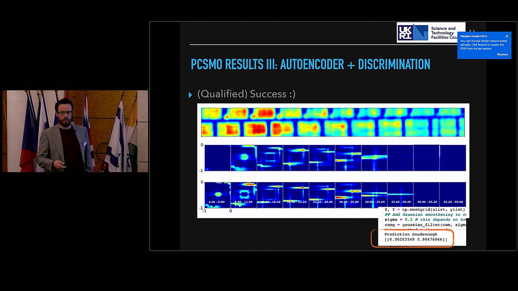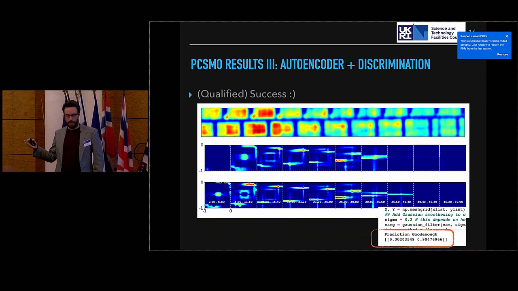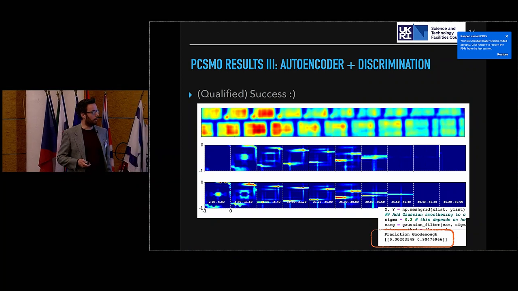And actually, when we feed that into our network to predict which model explains that data, we get the correct answer. So we get to the good enough model.